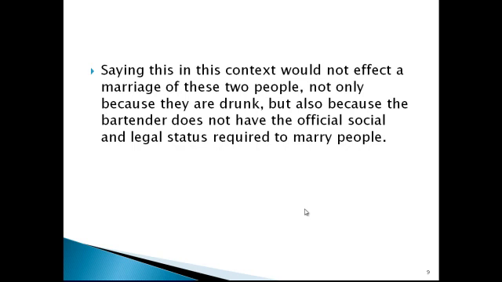Saying this in this context would not effect a marriage of these two people. Not only because they are drunk, but also because the bartender does not have the official social and legal status required to marry people. So it means this marriage has not been effected because preparatory conditions have not been met.